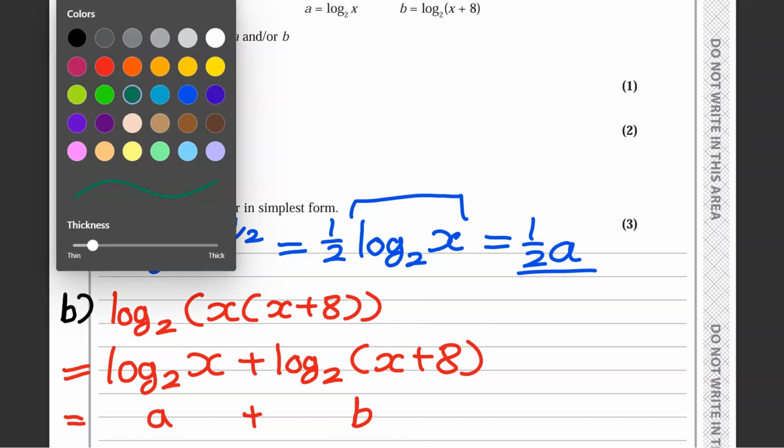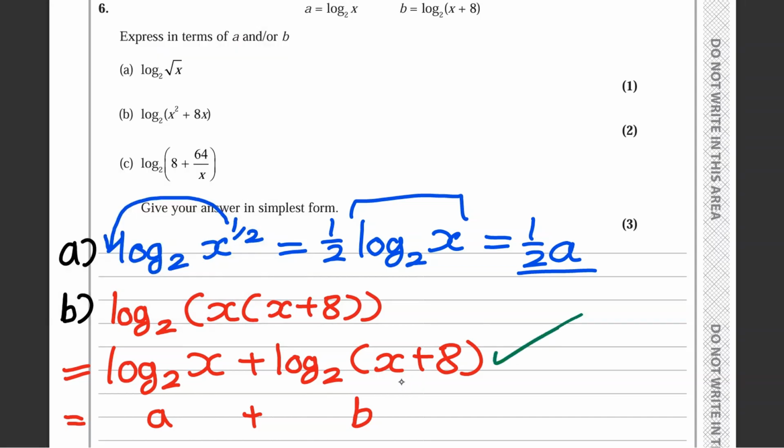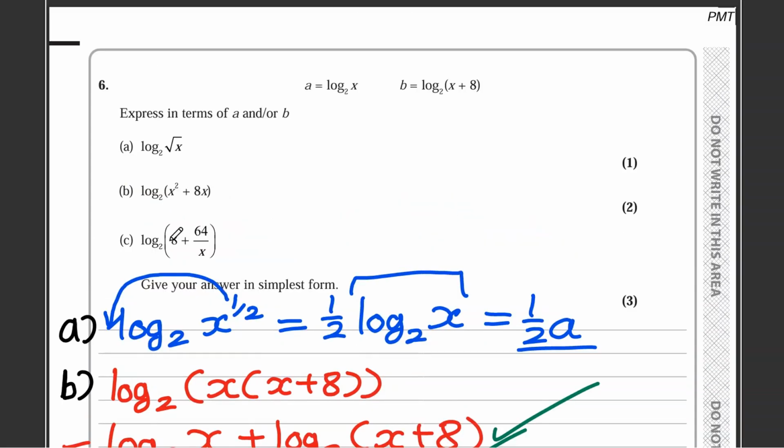In terms of the marks here, you get 1 mark for finding this here, and you get 1 mark for finding it as a plus b. Okay, and then for part c, we have log base 2 of 8 plus 64 over x. And this is for 3 marks. And this one is definitely the most difficult, okay? And you might need to play around with this one a bit before you get to the right method, okay?